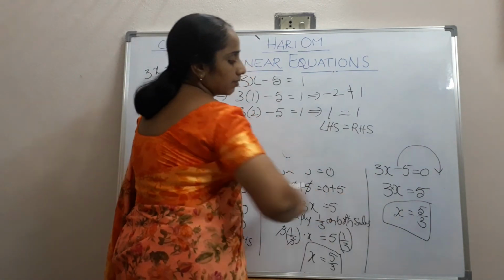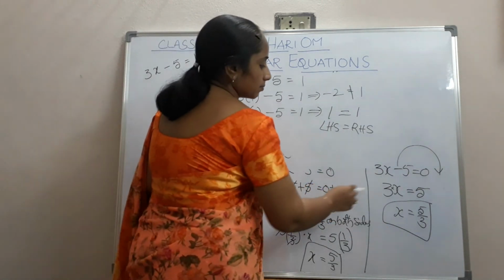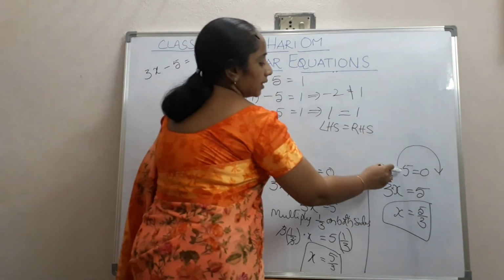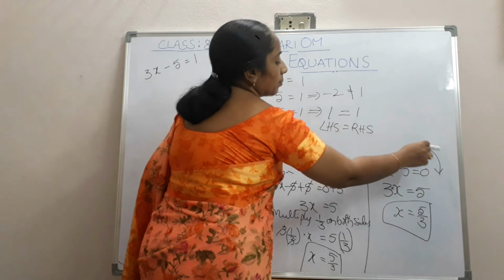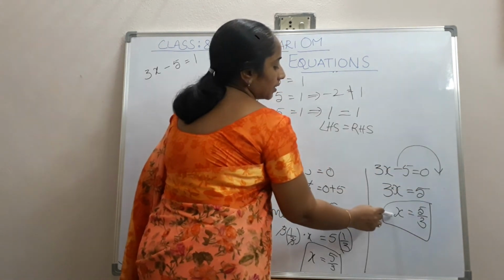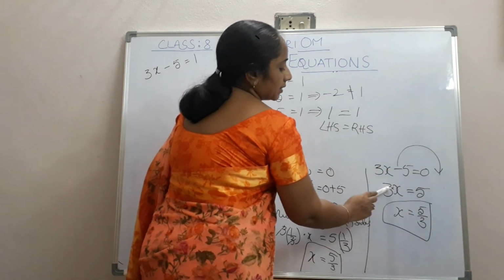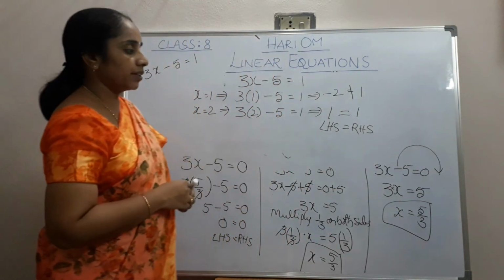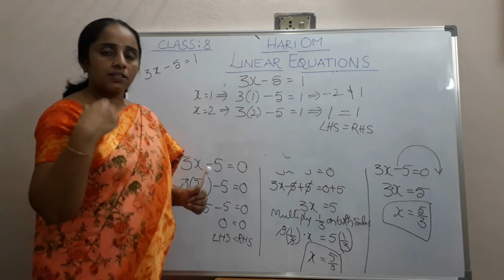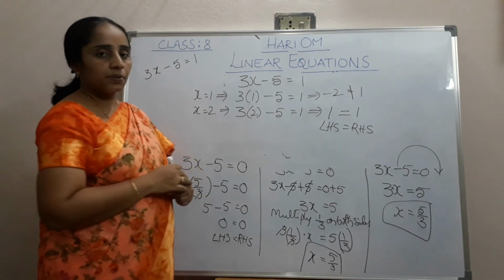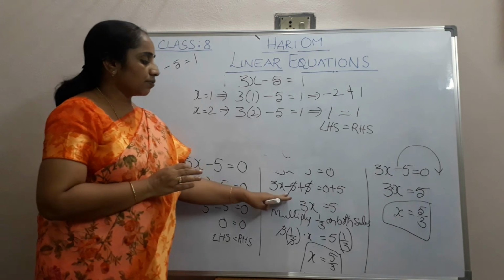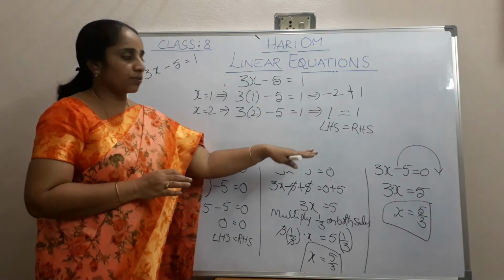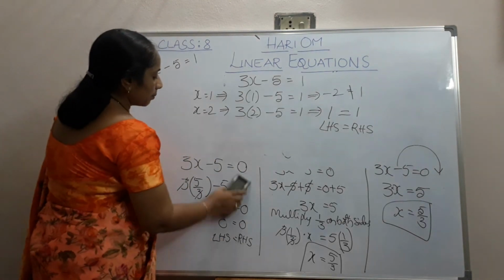The same thing we are using here in transposition. Minus 5 becomes plus 5. 3 into x, that into becomes division on this side. In all our higher classes also we use transposition only. In some rare cases we use the other methods also, but most of the time we use the transposition method.